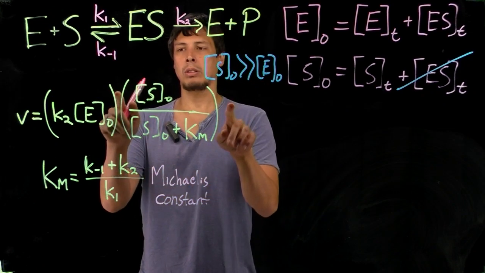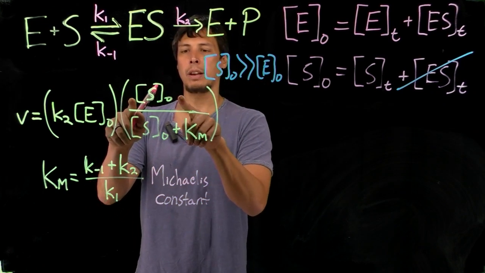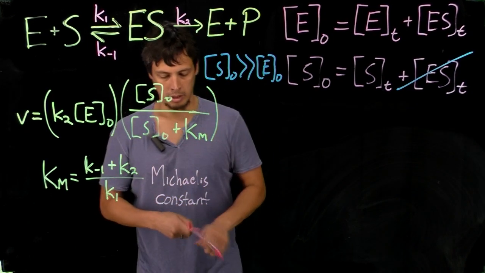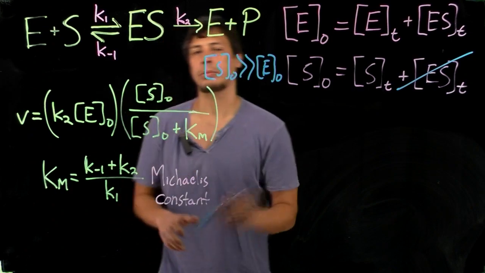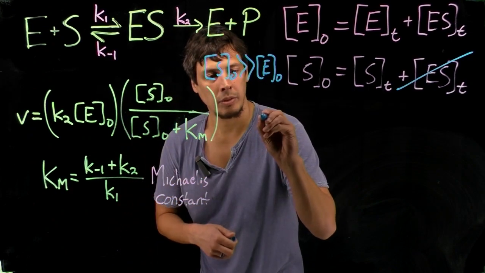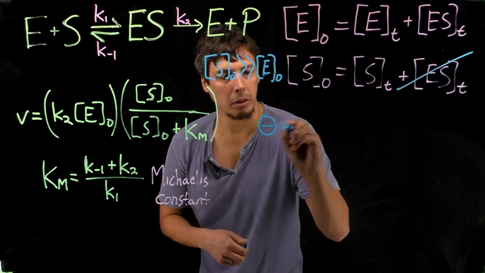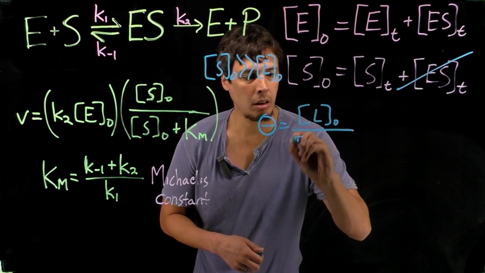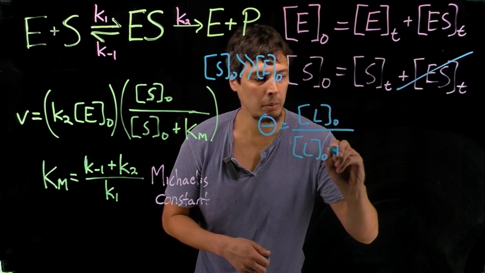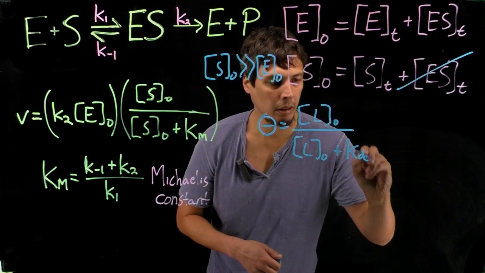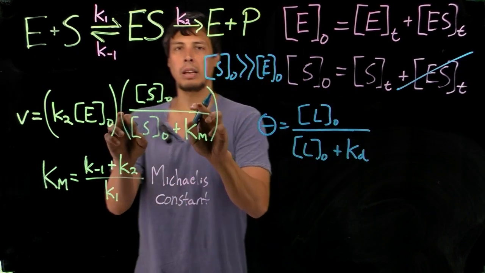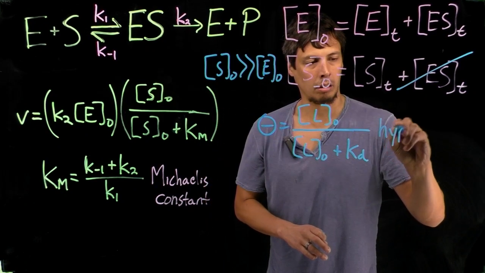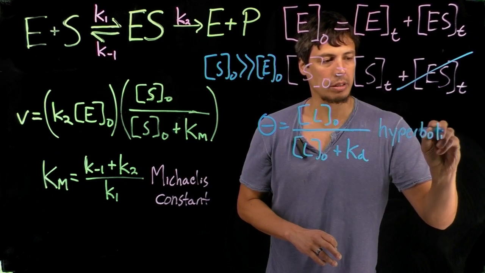Okay, and if we look at this term, what we see is we have S naught in the numerator and S naught plus Km in the denominator. And so this looks vaguely familiar to our ligand binding equation for myoglobin, where instead of S we had L naught over L naught plus KD. So this takes the exact same form. And remember, this is a hyperbolic equation, which means that it saturates.